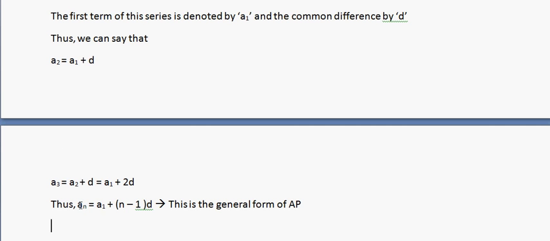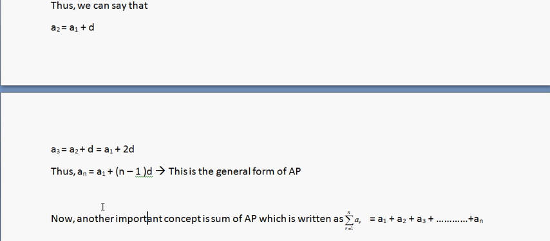Similarly, we can deduce that the nth term, which is An, would be equal to A1 plus (n minus 1) into D. So this is the common general form of AP. Any term An can be written in this form. So if you put n equal to 1, it would become A1 plus (1 minus 1), which is 0D. It is A1. A2 would become A1 plus D and so on. So this is the general form of arithmetic progression.